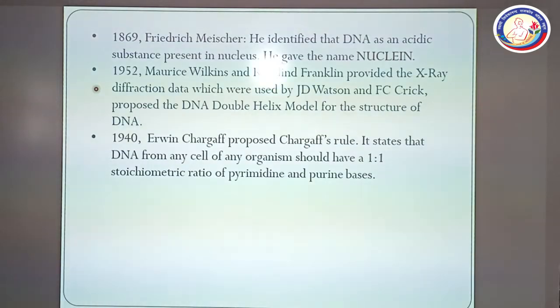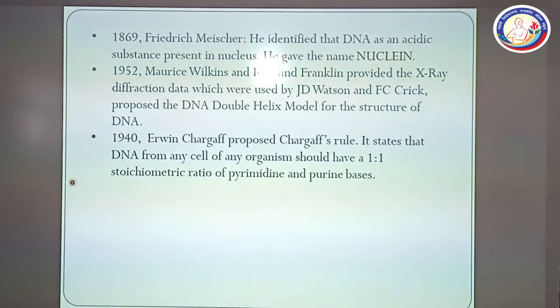As far as the discovery of DNA is concerned, in 1869, Friedrich Miescher identified that DNA is an acidic substance present in the nucleus. He gave the name nuclein. So, the first genetic material was discovered by Miescher in 1869, and the name given was nuclein. In 1952, Maurice Wilkins and Rosalind Franklin provided the X-ray diffraction data which were used by J.D. Watson and F.C. Crick, who proposed the DNA double helix model for the structure of DNA.